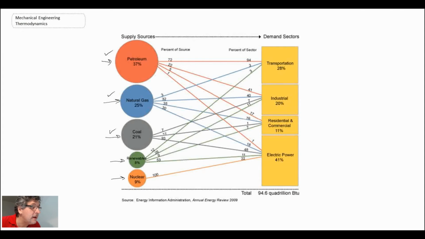So when we look at this, what we find is that 37 plus 25 plus 21, we get a total of 83% of energy use coming from carbon-based fuels, where in order to get the energy out of them, we have to go through a chemical reaction, and we call that chemical reaction combustion. And so that is what we are going to be looking at in this lecture.